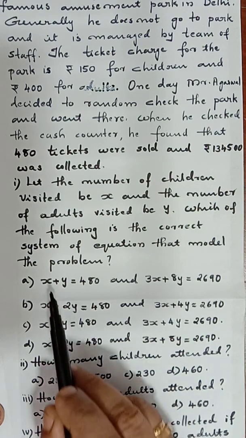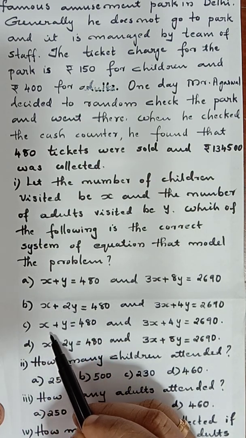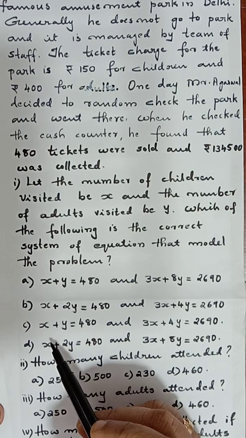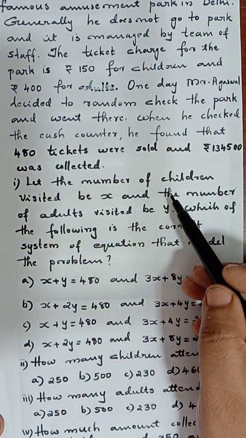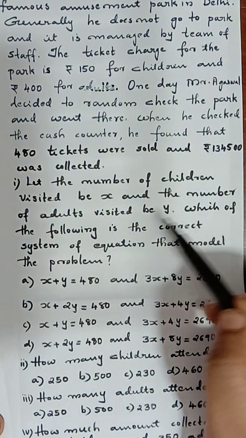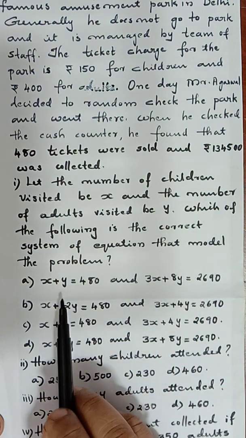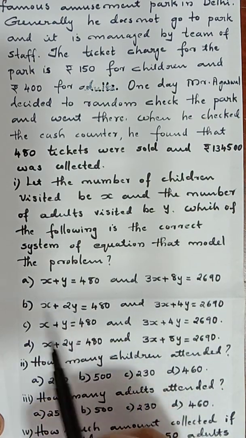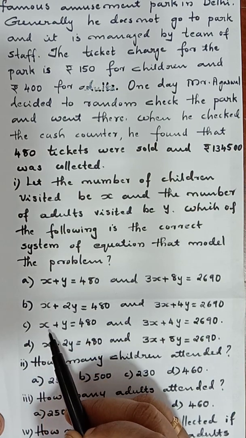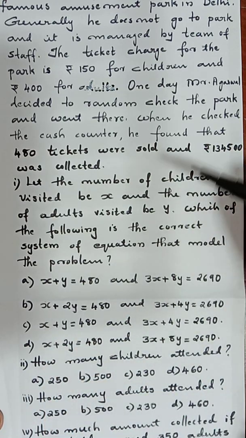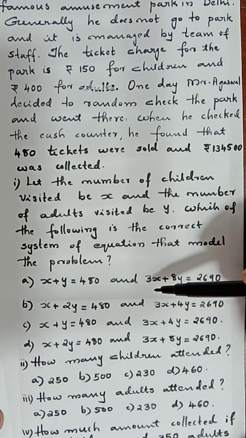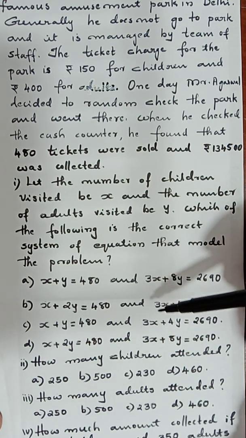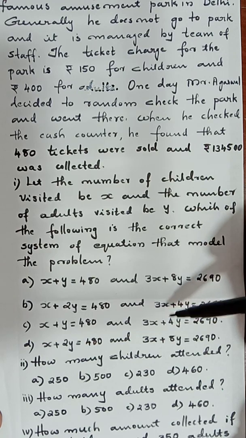Here you can see in options A and C we have that, because number of children visited is X, number of adults visited is Y, and total number of children and adults together is 480. So option A or C. Now we have to come to the next condition, then only we will be able to choose. The correct one is A or C. How do we do that?